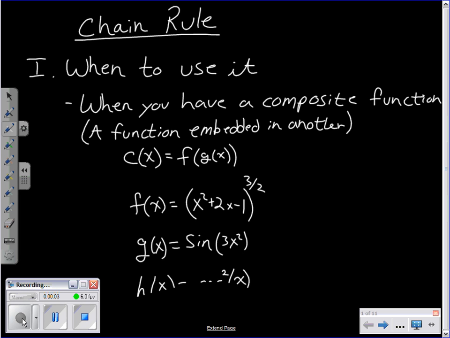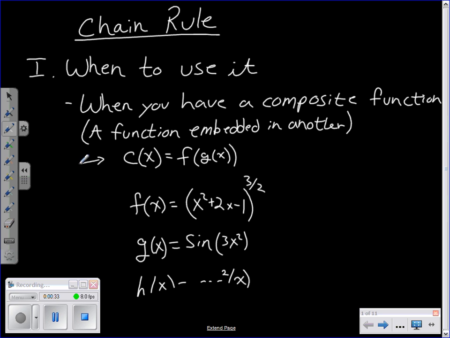So in this lesson, what we're talking about is something called chain rule. And chain rule is a technique for finding derivatives of composite functions. The only time you're going to use the chain rule is whenever you have a function that's been embedded inside another function. So for example, if we take something like c of x equals f of g of x, using c for chain, it's kind of a silly thing, but c of x equals f of g of x. So you can see that g has been embedded inside of f.